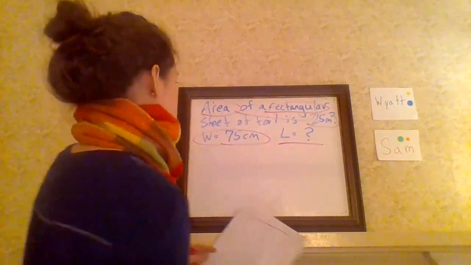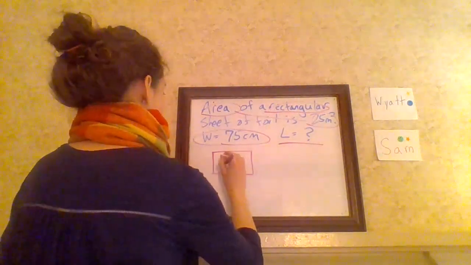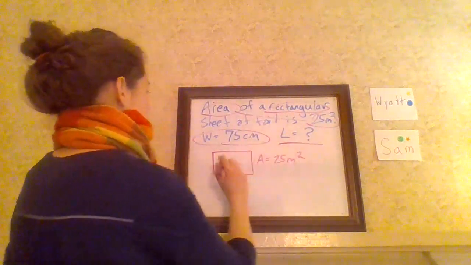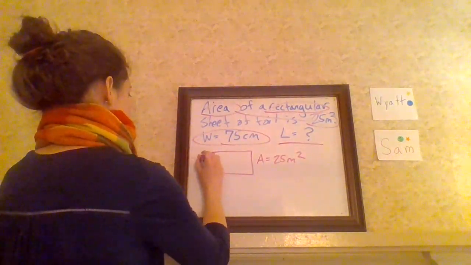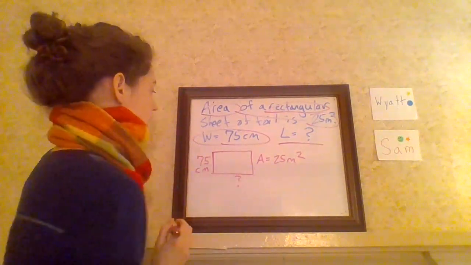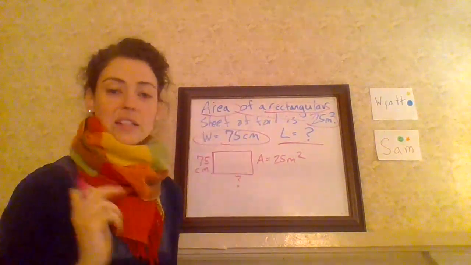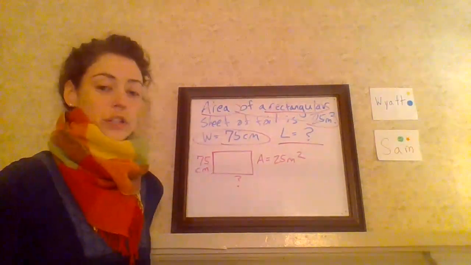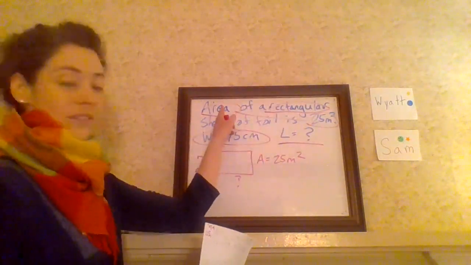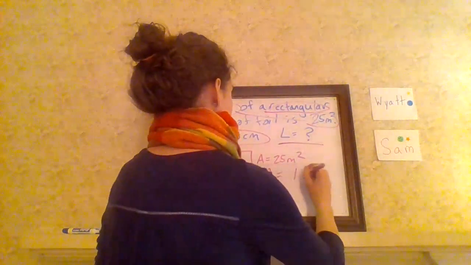Next, we'll draw a little sketch. Okay, so it's a rectangle. We know the total area equals 25 meters squared, and we know the width is 75 centimeters. We don't know the length. So the third step was the sketch. The fourth step is to figure out what formula we will use. So we're looking for area. No, we have area and it's a rectangle, so we will use area equals length times width.